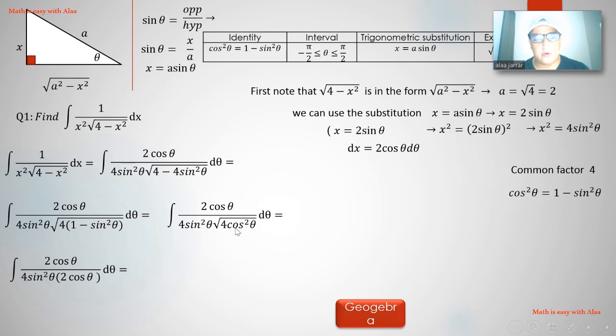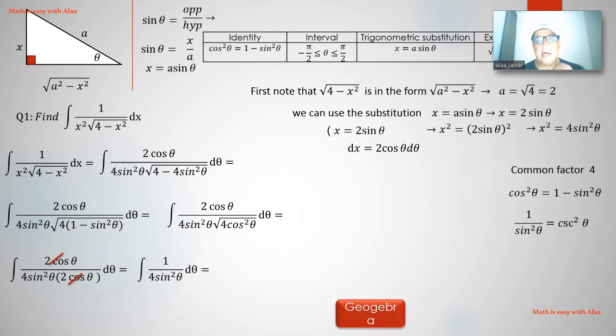Now the square root of 4 cosine squared theta equal 2 cosine theta, and it's positive because theta belong to the interval minus pi over 2 to pi over 2, and in this interval cosine theta is always positive. For that we will now simplify, cancel 2 cosine theta with 2 cosine theta. We will get the antiderivative of 1 over 4 sine squared theta d theta.